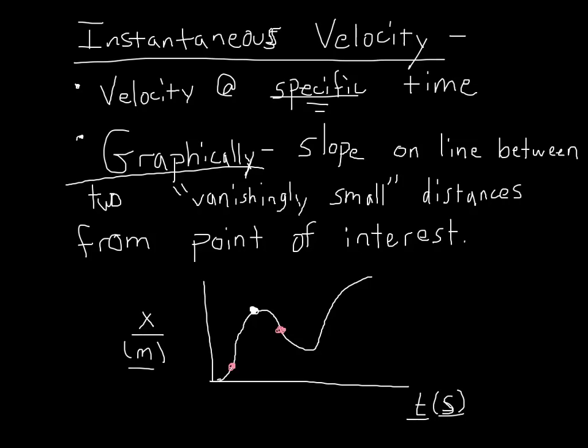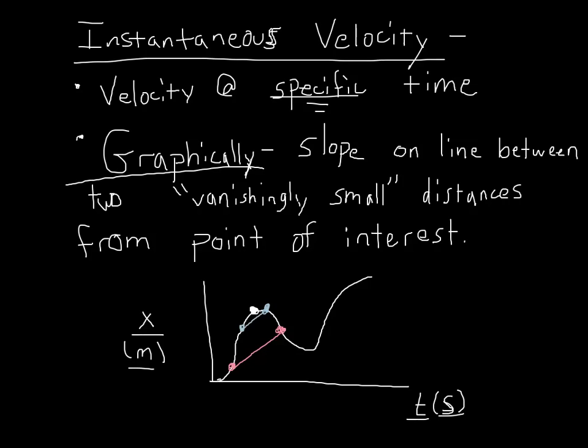Here I'm on the right side of my point. Here I'm on the left side of my point. I can draw in my slope. And is this going to give me a very good instantaneous velocity for this point right here? I don't think so, because it's not very close to it. It's going to give me a completely different slope between these two points, other than the slope on that actual curve at that point. So I need to pick two points that are closer. I need to get closer and closer to that point of interest.